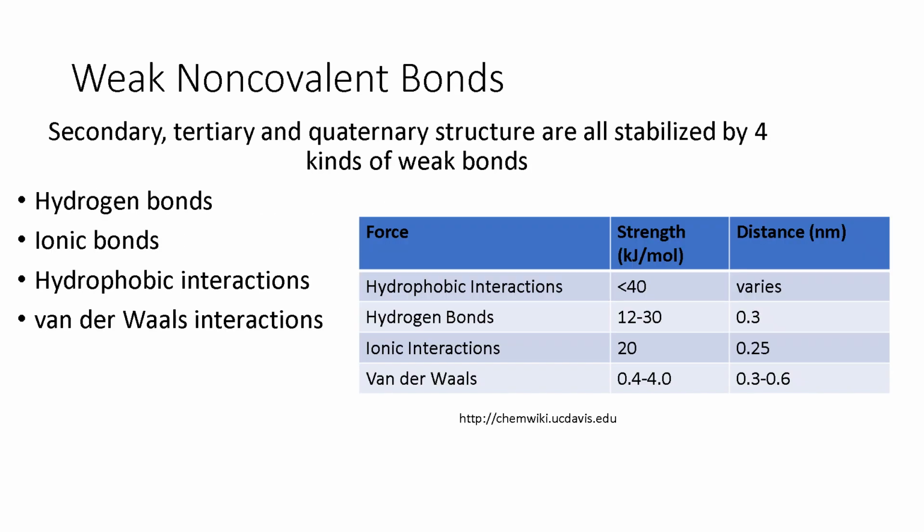Protein structure beyond the primary level is maintained by weak noncovalent bonds. These include hydrogen bonds, ionic bonds, hydrophobic interactions, and van der Waals forces. Each of these forces contributes to the folding, stability, and function of secondary, tertiary, and quaternary structures. Despite their individual weakness, together they play a powerful structural role.